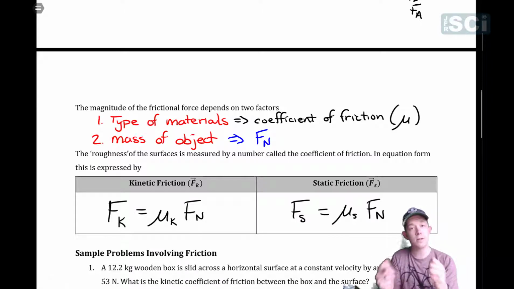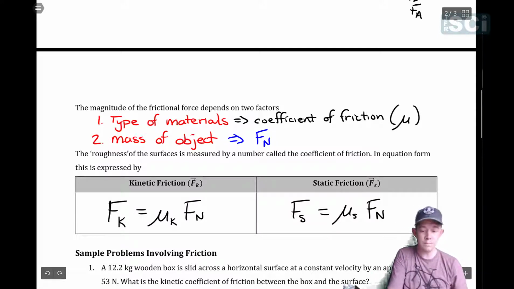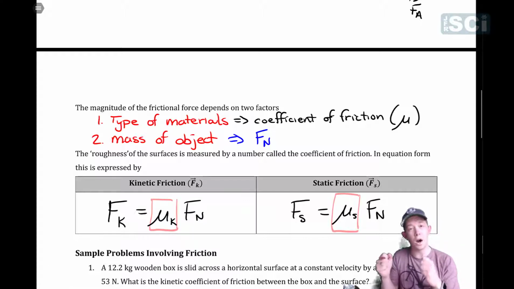So you can see that the equation for friction is very similar, and the only major difference comes from our coefficients of friction. And the coefficients of friction are always constant depending on what two materials are in contact with each other. Okay, so let's use these in some sample problems.